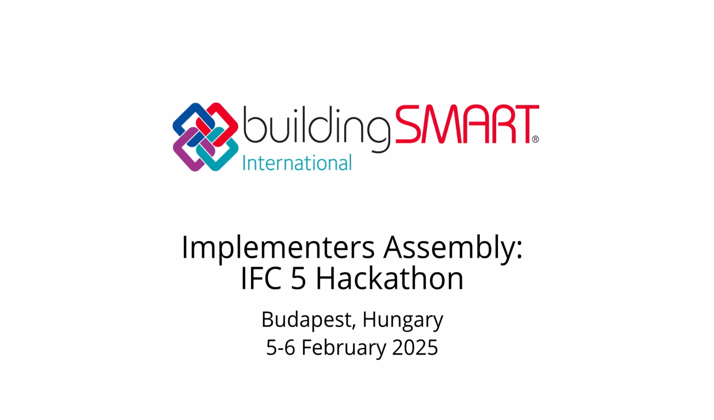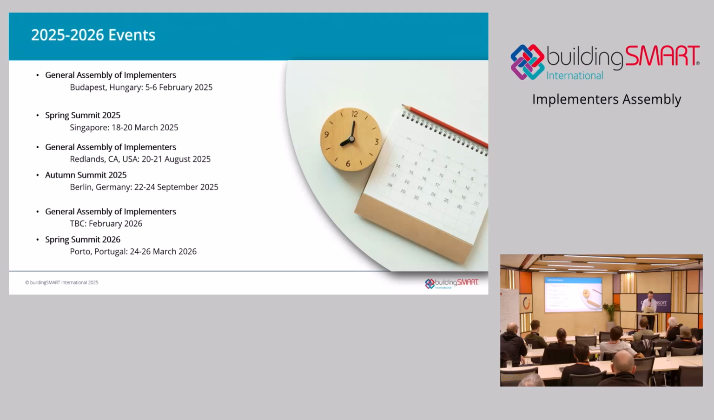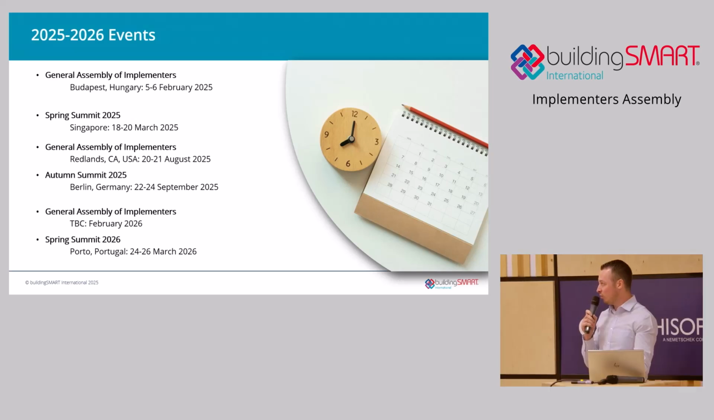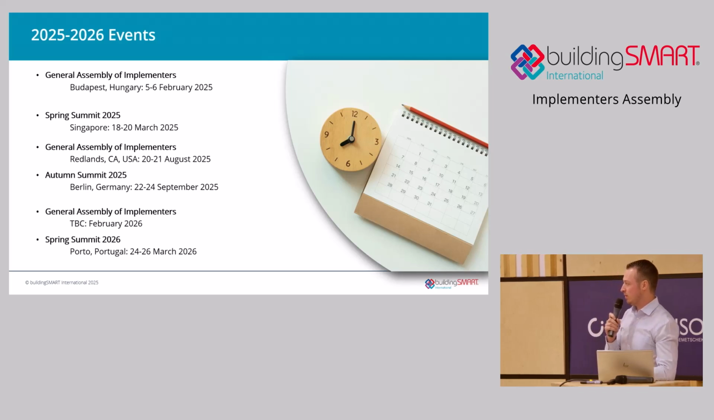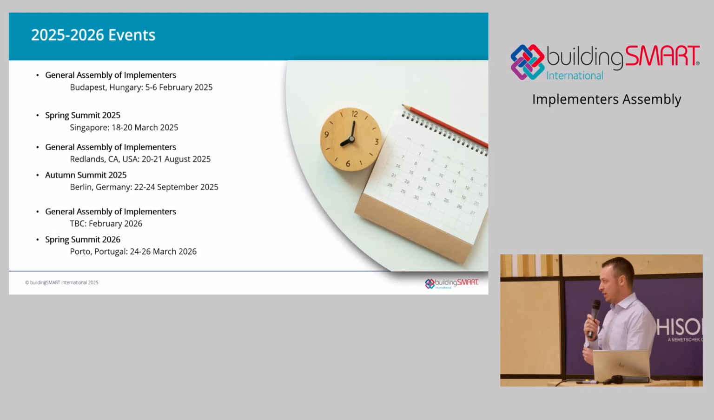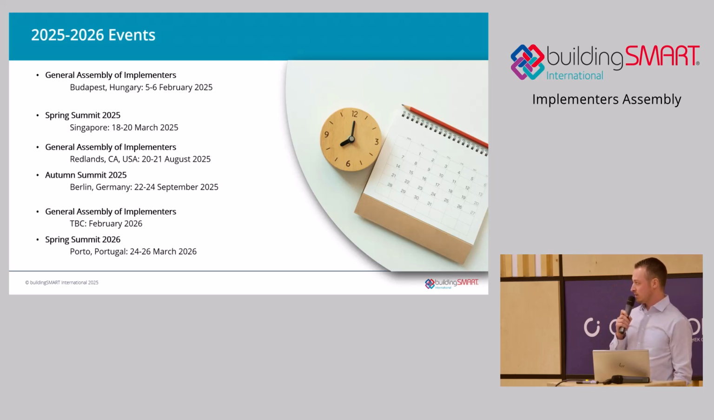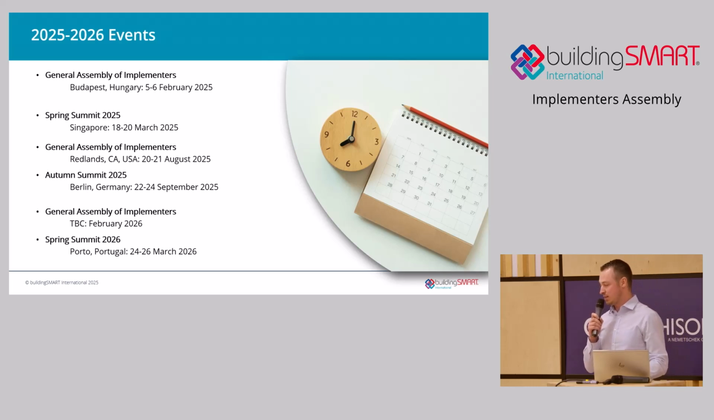I'll only be a couple of minutes, but just to give you all an overview of what's ahead. We are obviously here in Budapest, and the next buildingSMART hosted event will be the Spring Summit in Singapore. I'll talk a bit about that in a second. The next General Assembly will be hosted by Esri in Redlands, and again, I'll talk a bit more about that in a minute. Then we're in Berlin in Germany for the summit after that. The General Assembly this time next year, we don't yet have a host. We do have a couple of inquiries out, but nothing confirmed yet. So if you are a vendor in the room who could host, please reach out to myself and or Leon.